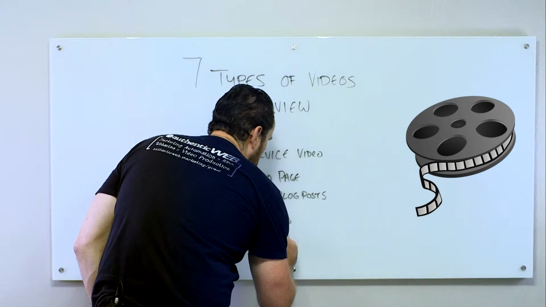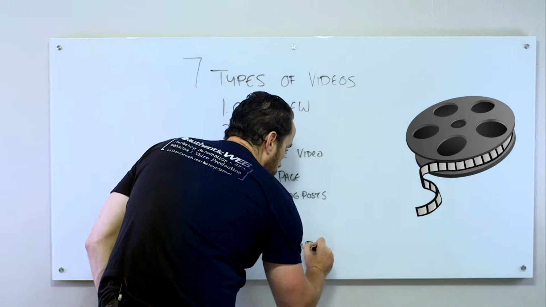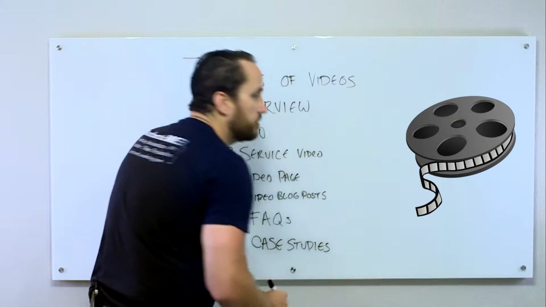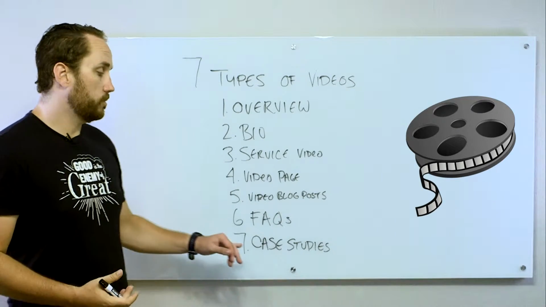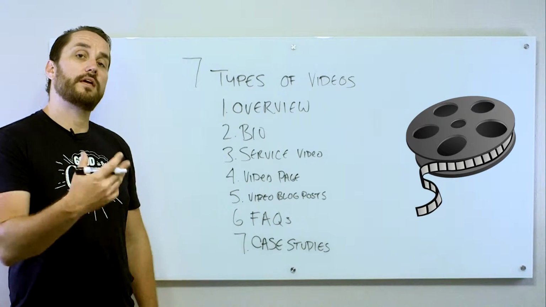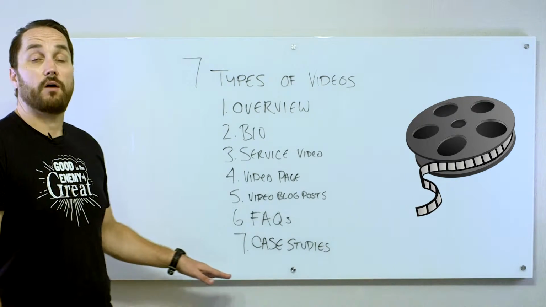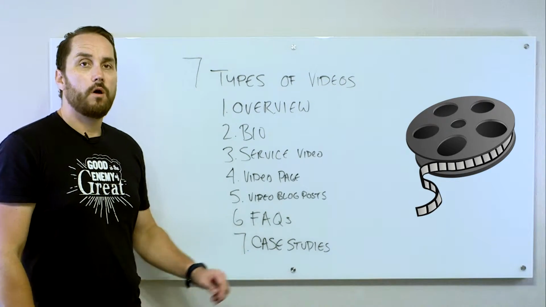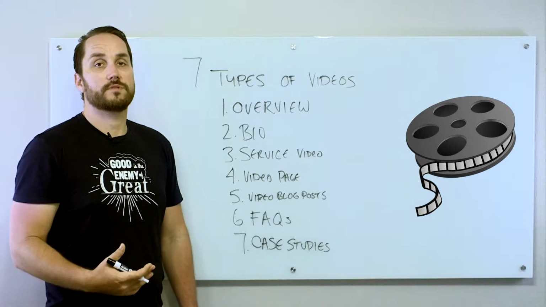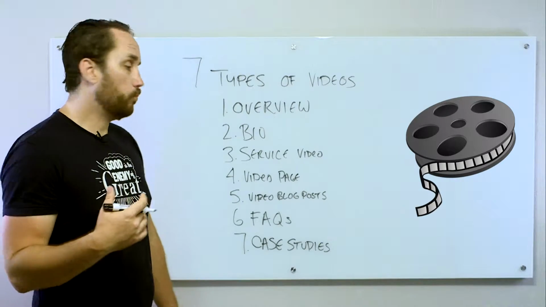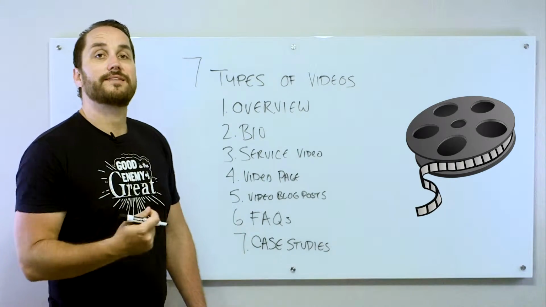The last type of video is video case studies. Now there's a few different ways that you can do these video case studies. You can do first-person case studies where you interview your customers, interview your clients, and have them tell the story of working with you. Or you can tell the story specifically of a time that you worked with someone else. And like I said, the key word there is story. You need to tell a story.